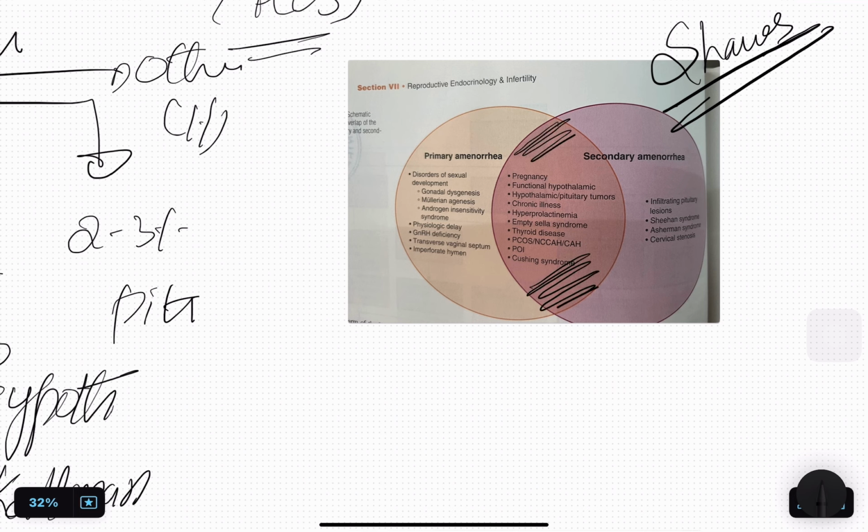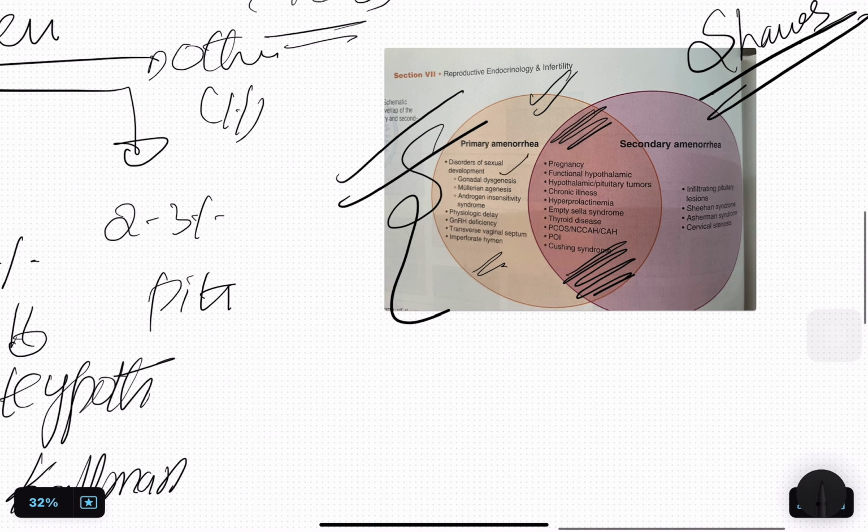That means these can be seen in both primary amenorrhea and secondary amenorrhea, but these are the ones more specific to primary amenorrhea. So if a patient comes to you with primary amenorrhea, you should majorly think about this, but also keep this in mind. In the next video, we'll see the workup of all these things. But have I not discussed disorders of sexual development?